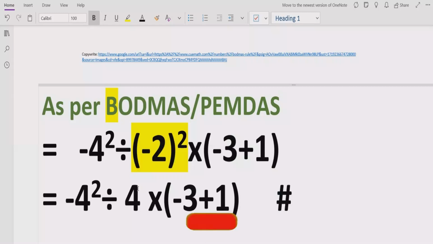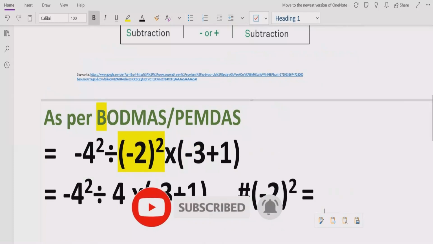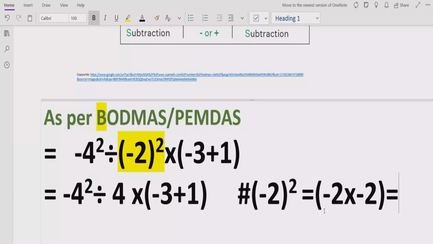And here we will give the reference -2. So -2 raised to power 2 means -2 multiplied by -2, which is equal to minus minus plus and 2 to the 4.